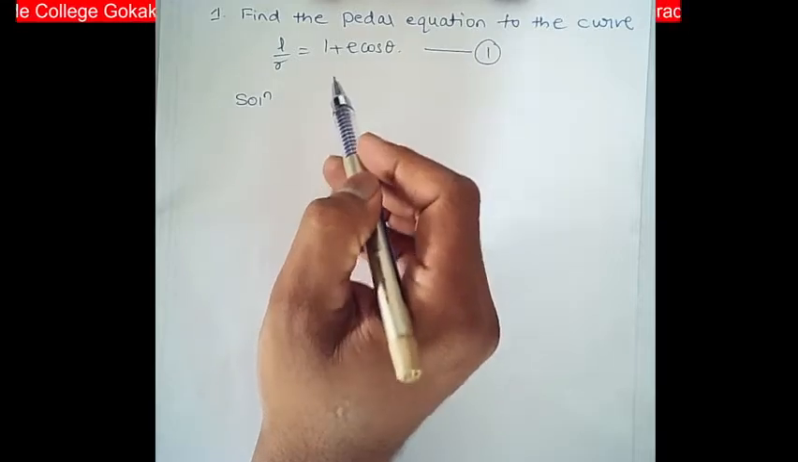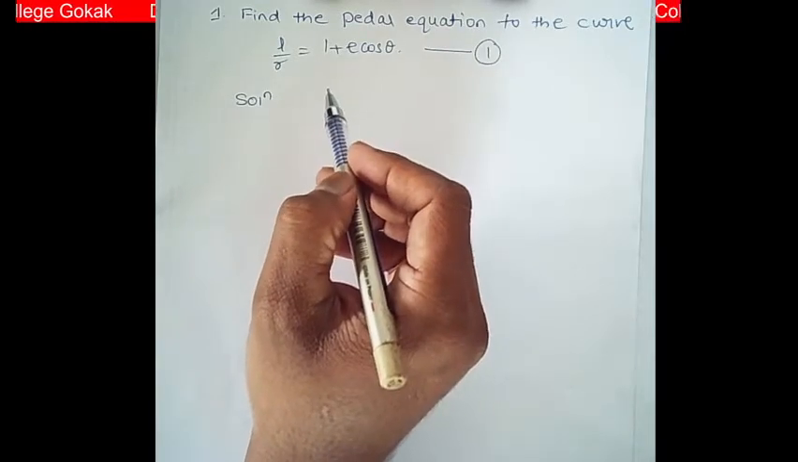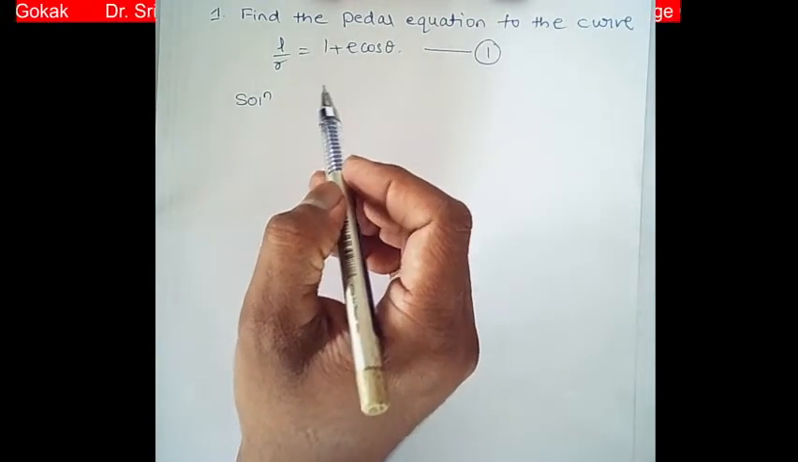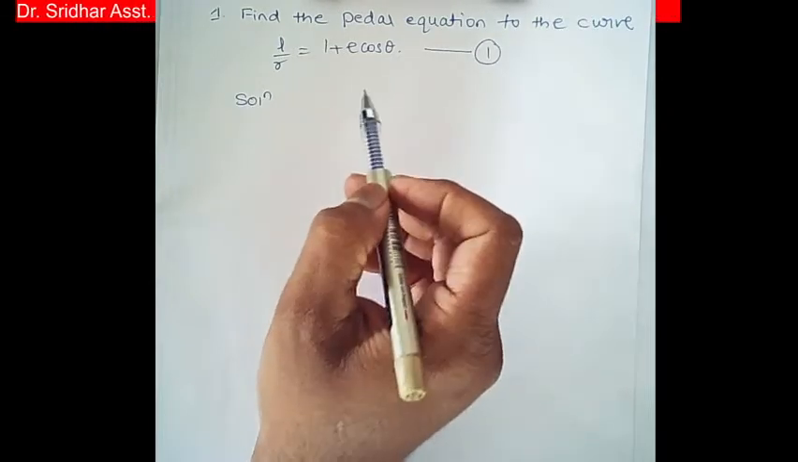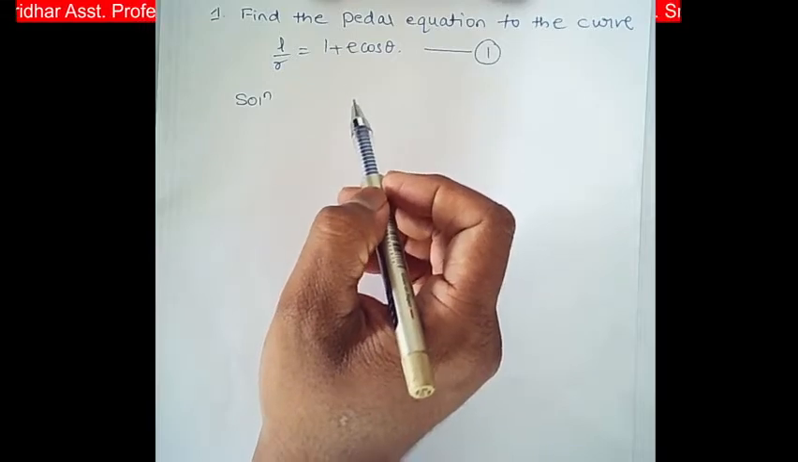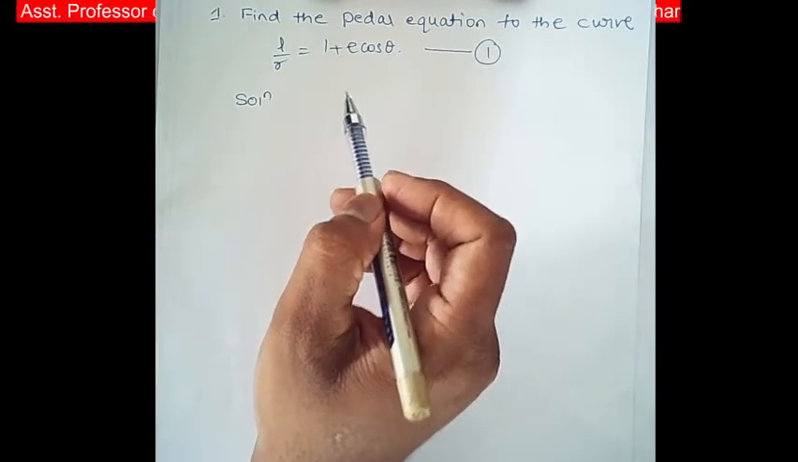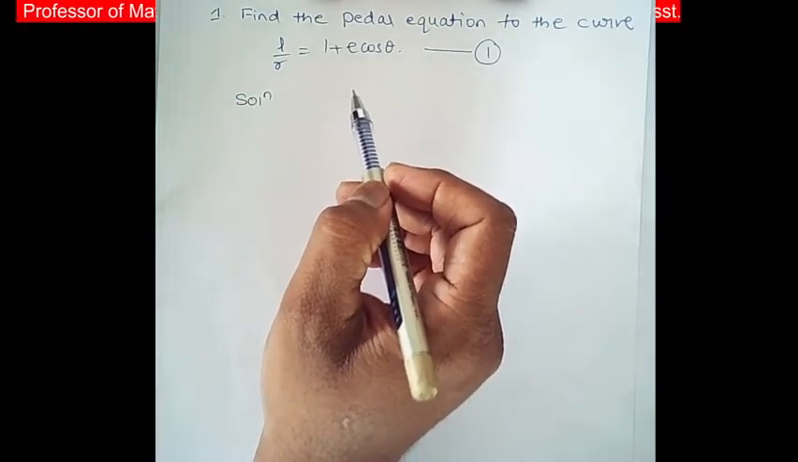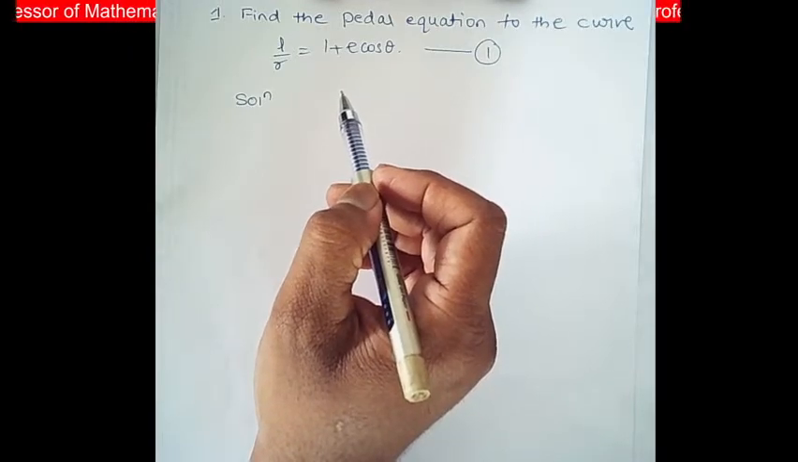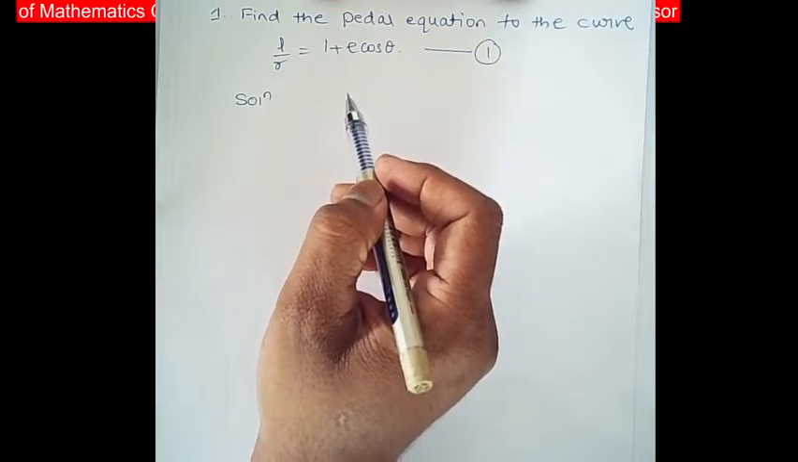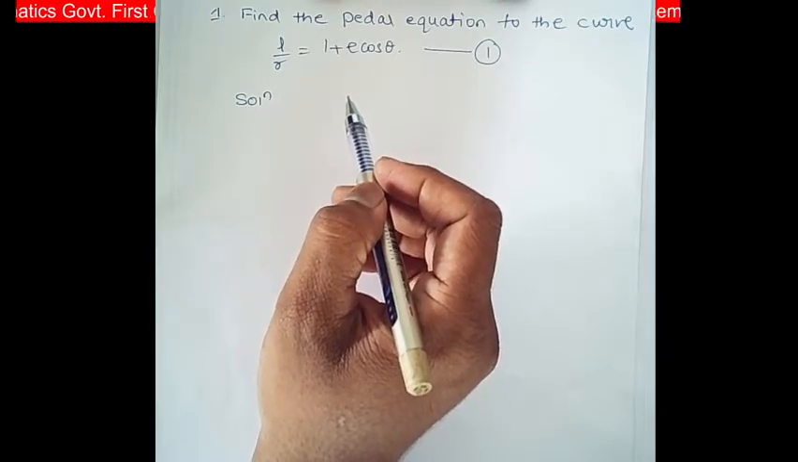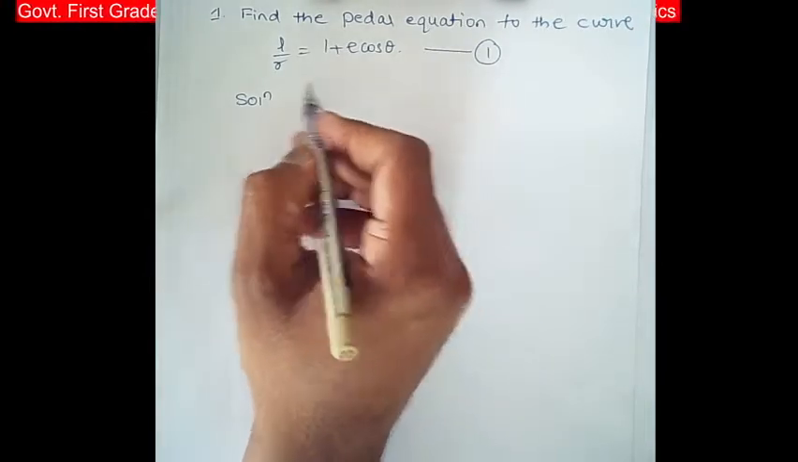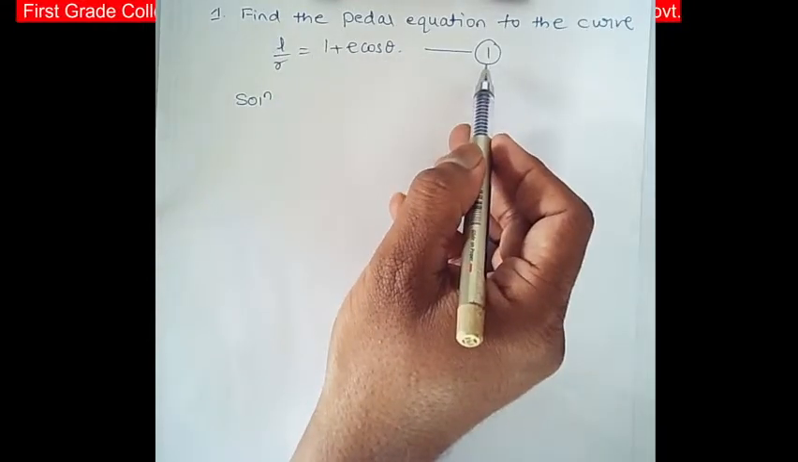So pedal equation means what? It is an equation which involves P and R. It is known as the pedal equation. So P means it is the length of the perpendicular drawn from the pole to the tangent, and R is the radius vector, right? So call this equation as 1.